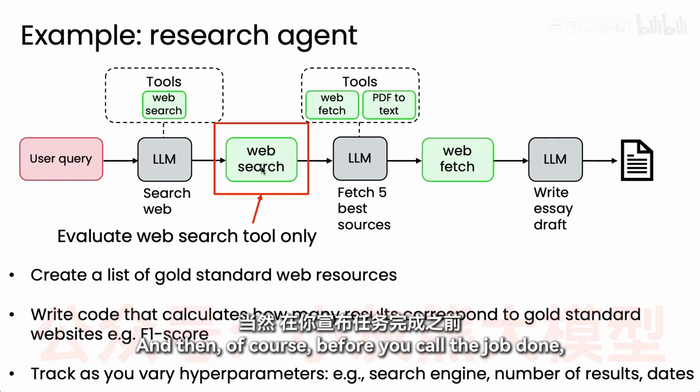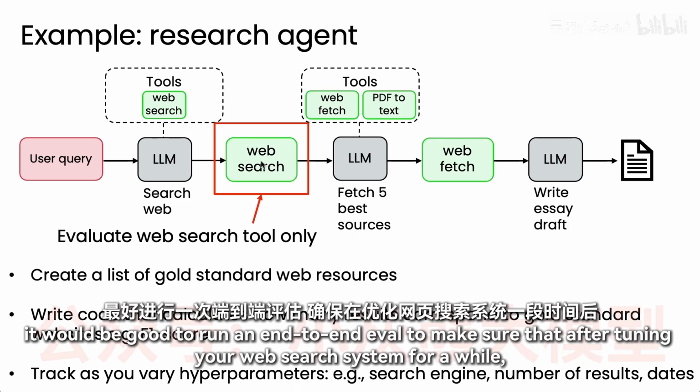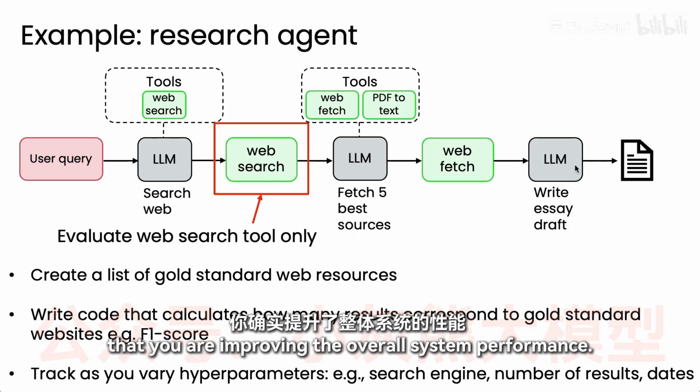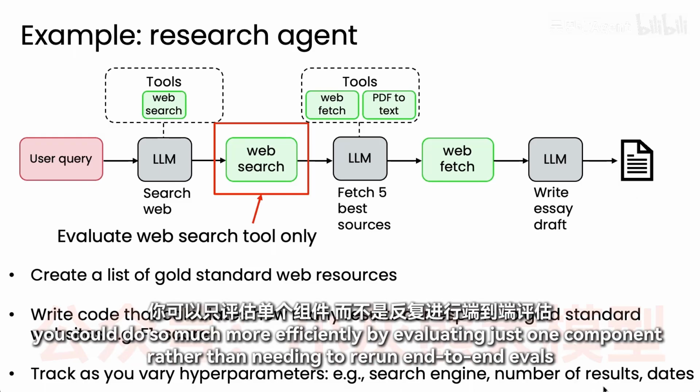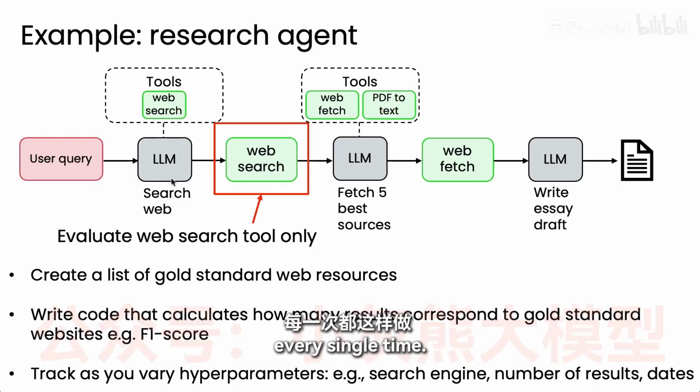And then of course, before you call the job done, it would be good to run an end-to-end eval to make sure that after tuning your web search system for a while, you are improving the overall system performance. But during that process of tuning these hyperparameters one at a time, you could do so much more efficiently by evaluating just one component rather than needing to rerun end-to-end evals every single time.